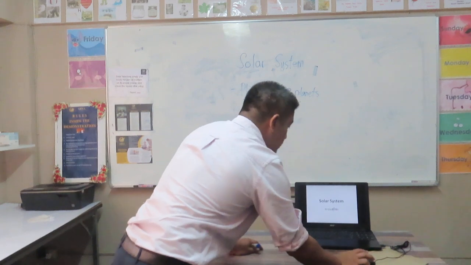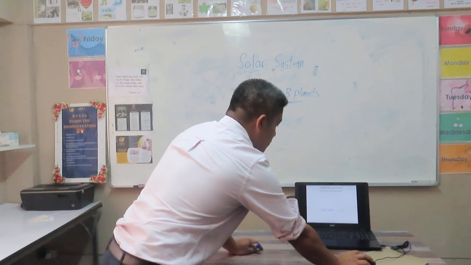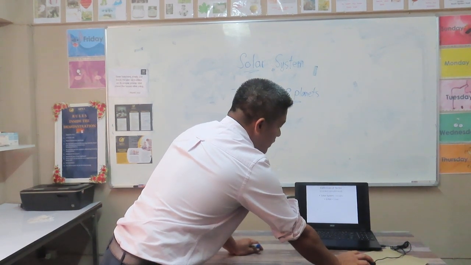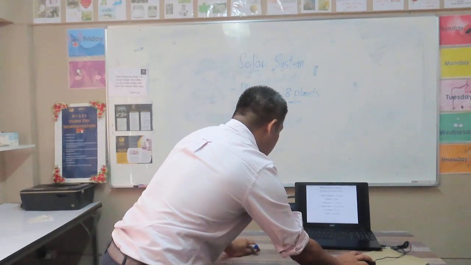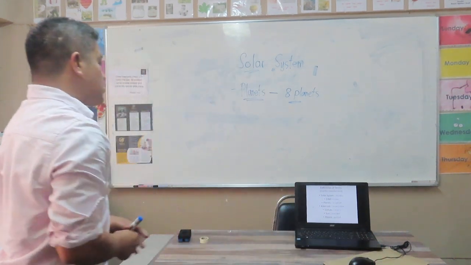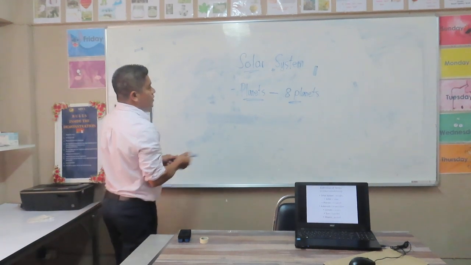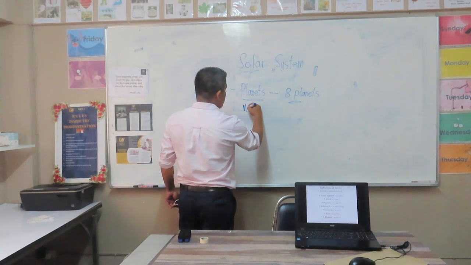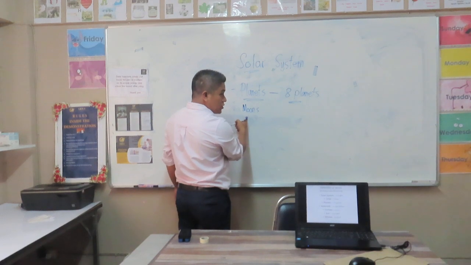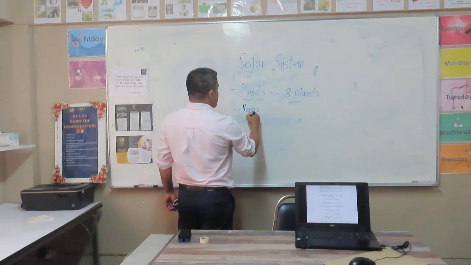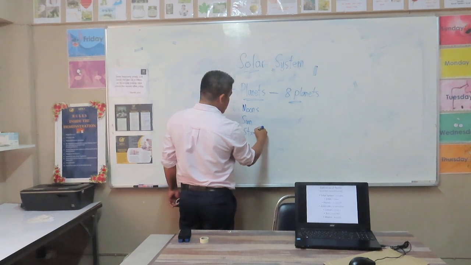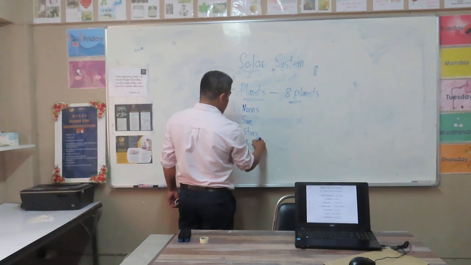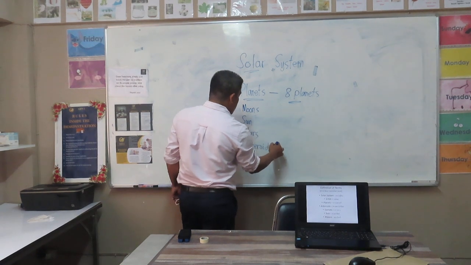Before that, we will discuss a little definition of terms: orbit, planets, asteroids, comets, sun, moon. These are also part of the solar system. Moons, because there are a lot of moons. Sun. Stars, asteroids, yes.